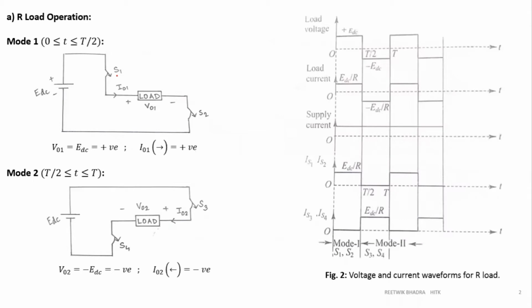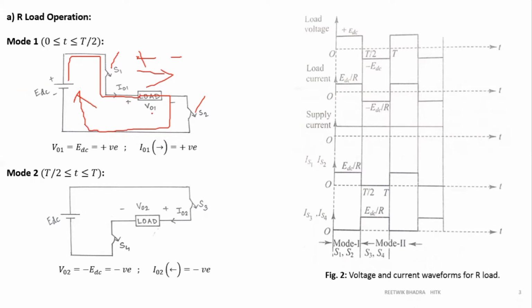So when S1 and S2 are on, this was our S1, this was our S2. Current flows from EDC plus through S1, through the load and S2, back to minus. So this is the current direction, and obviously the voltage polarity: this side will be plus, this side will be minus. So V01 is having positive voltage, and my voltage supply will be equal to EDC.